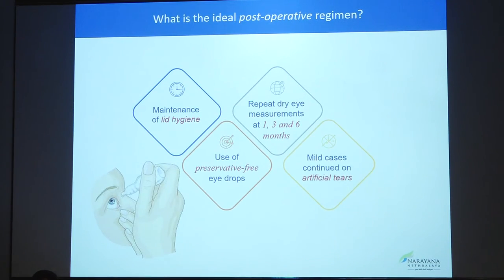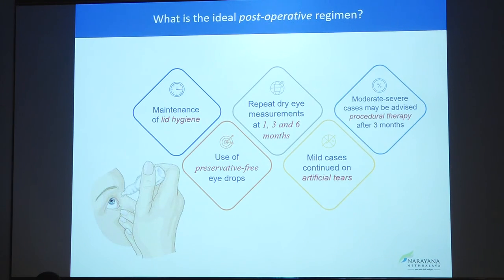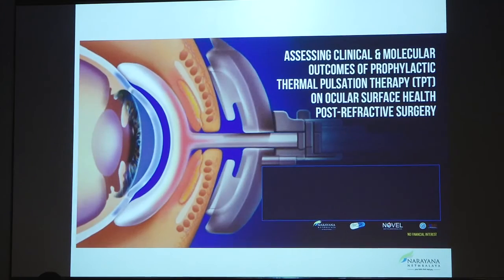The post-op regimen is lid hygiene, preservative-free drops. Keep the dry eye measurement as one of your parameters when patients keep coming to your clinics more often. And artificial tears, whatever you like. And if it's really severe, probably looking at cyclosporine-based therapies. And there are procedures like Eye Light and others which you can use after 3 months. LipiFlow, because it induces some amount of pressure, maybe a little later, but Eye Light or IPL or one of these procedures can be used much earlier.